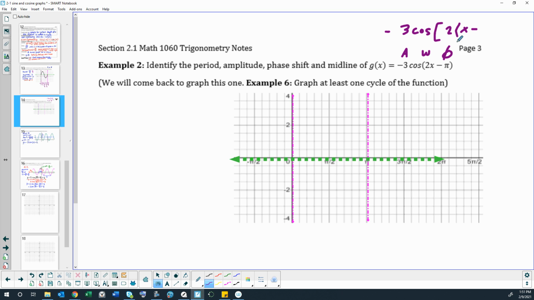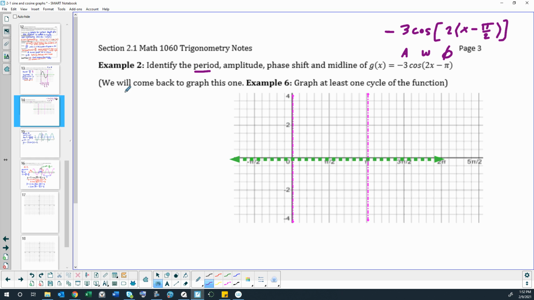And then we have x minus the phase shift. Well, x minus pi, but the phase shift is actually pi halves because we factored out that omega 2, right? And this one doesn't have a vertical shift. Whew, thank goodness. All right, let's go ahead and find things.